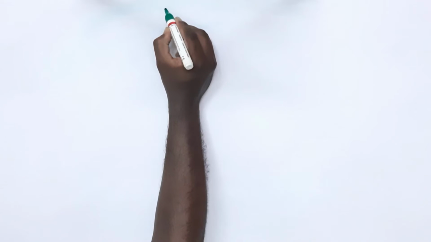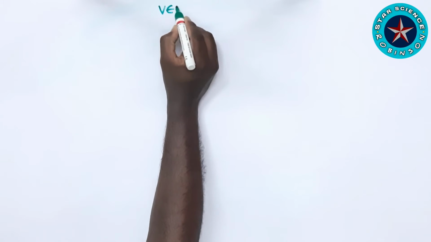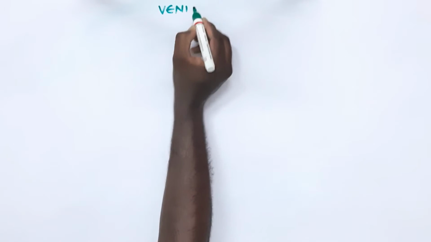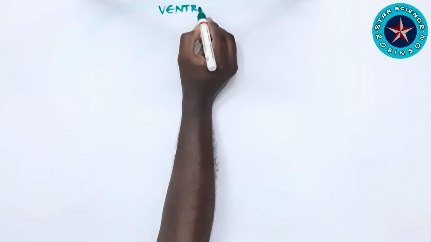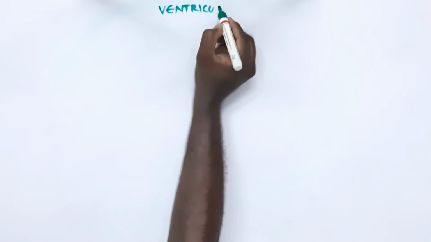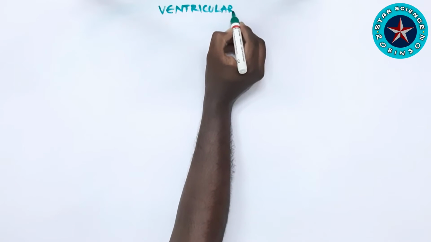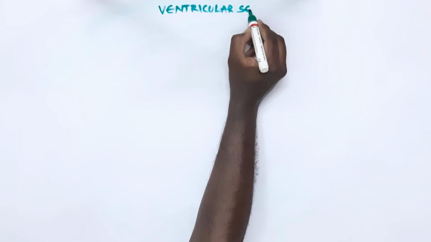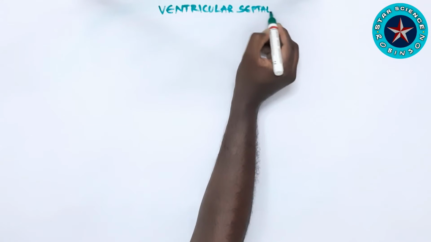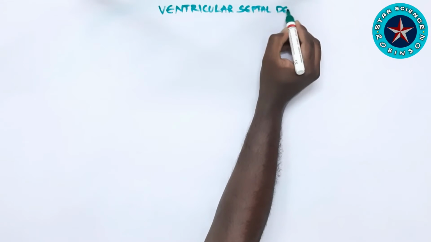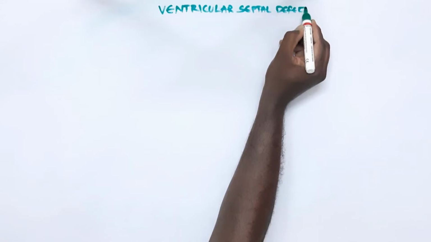Let's get into the topic: ventricular septal defect. What is ventricular septal defect? It is an abnormal opening between the right and left ventricle with left to right shunting of blood. I will go through the diagram to explain where the ventricular septal defect is found.